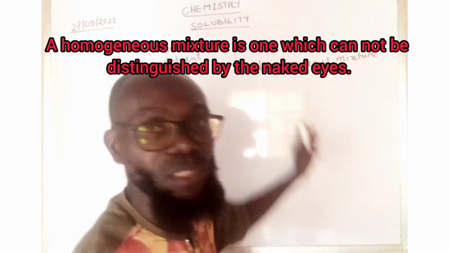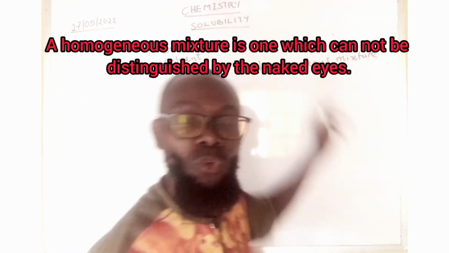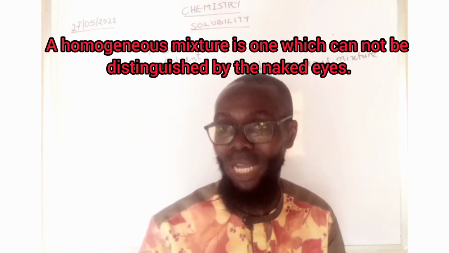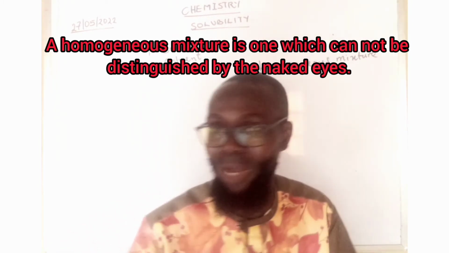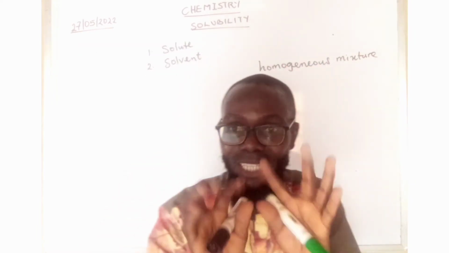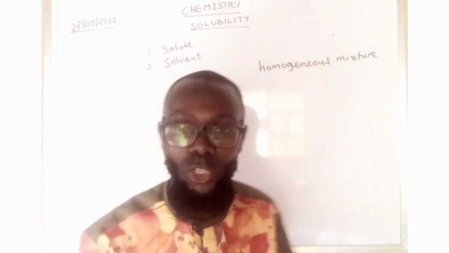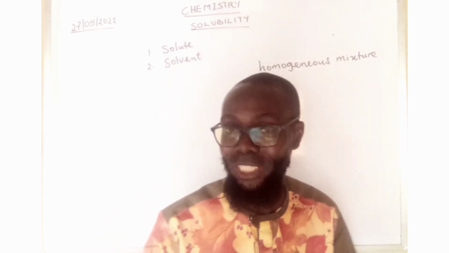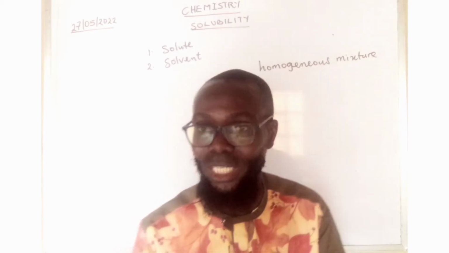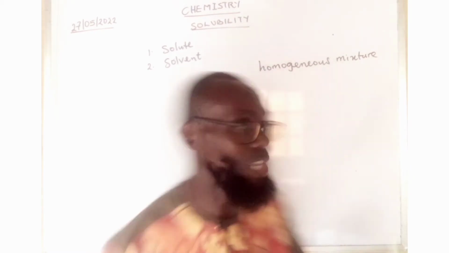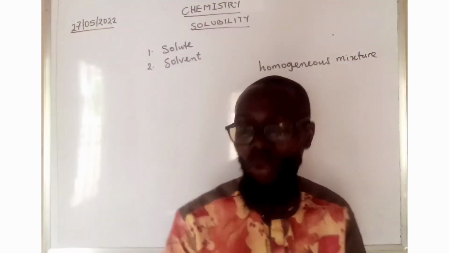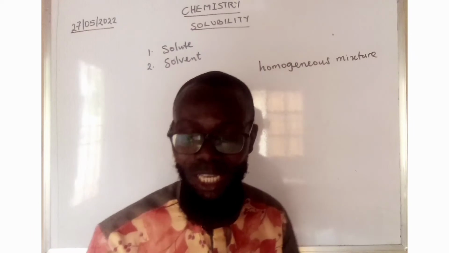A homogeneous mixture is one which cannot be distinguished with our naked eyes. Meaning that the particles are very tiny, to the extent that we cannot differentiate which one is a solute and which one is a solvent. So when a solute dissolves in a substance to produce a homogeneous mixture, that particular substance it is dissolving in is what we refer to as a solvent.